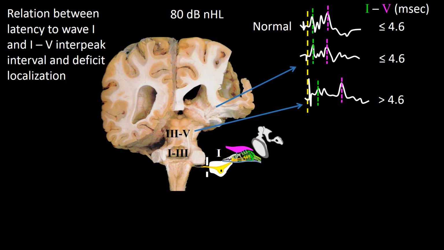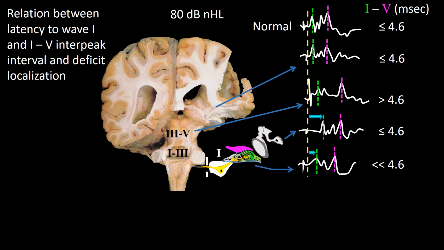The side with the bigger interpeak latency will be the abnormal side. In the presence of conductive hearing loss, latency to wave 1 will be delayed, but the latency between 1 and 5, that is the interpeak latency, will be normal.